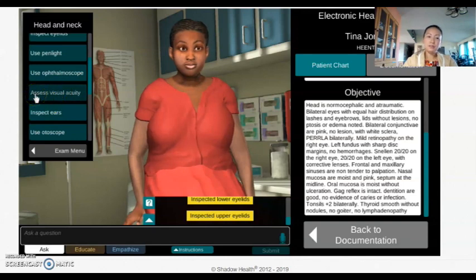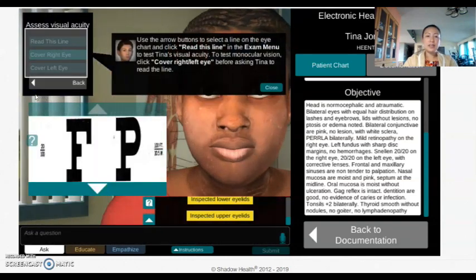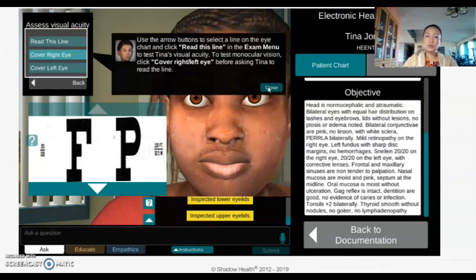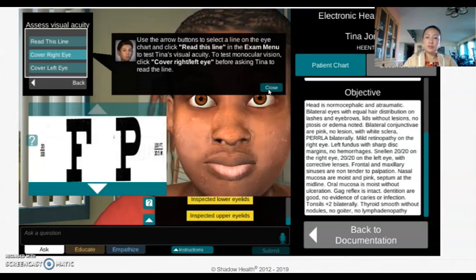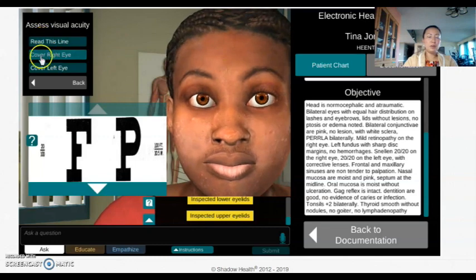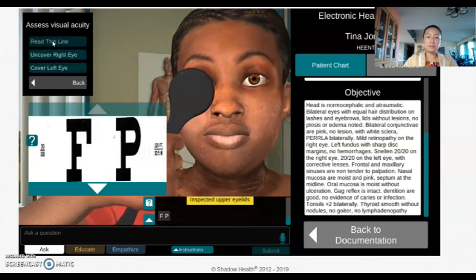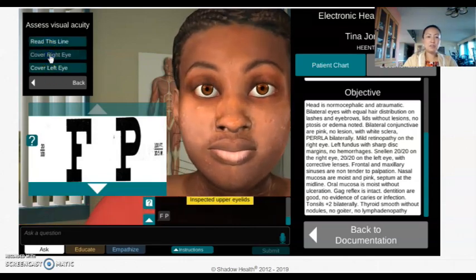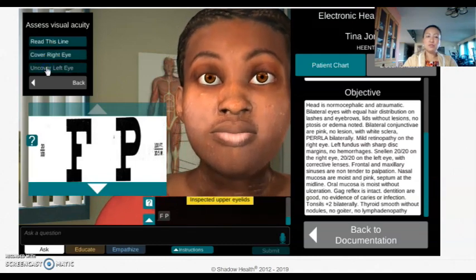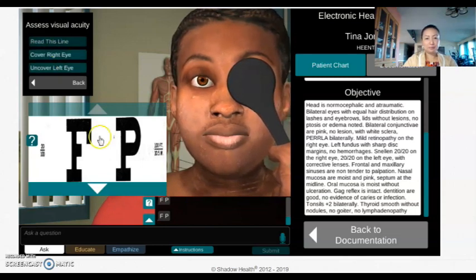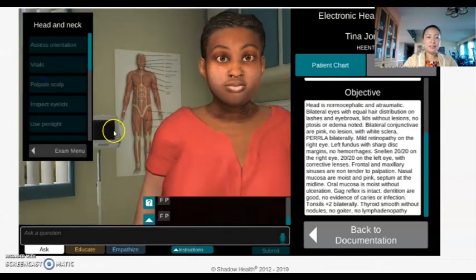Okay, now assessing my patient's visual acuity, and I want to perform this with the patient's participation. I will ask Tina to read a line, and I need to cover the right or the left eye to assess this part. Okay, so covering the right eye, now Tina has to read the line. Okay, very good, Tina. And now I'm going to uncover the right eye and move to the left eye, and I will ask her to read the line as well. Okay, thank you, Tina.